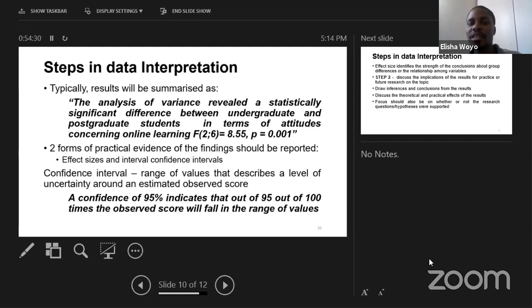With confidence level, we're simply looking at a level of uncertainty around an estimated observed score. For instance, a 95% confidence level would imply that 95 out of 100 times the observed score will still fall in this range. So it's actually important, people, to do that.